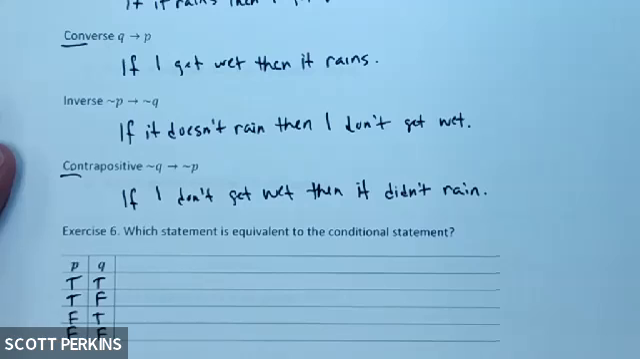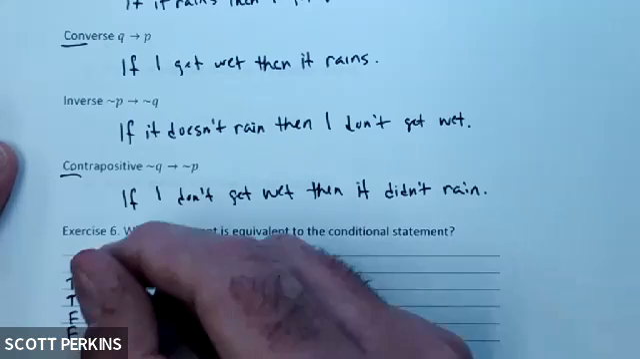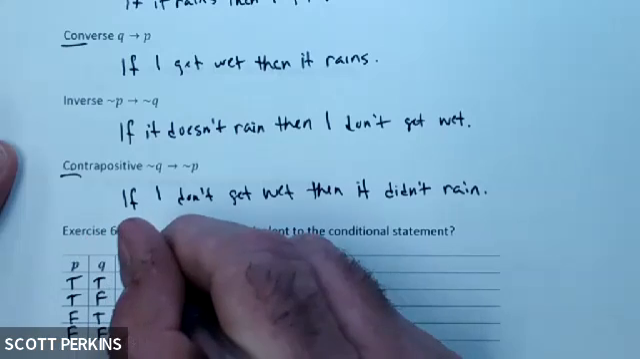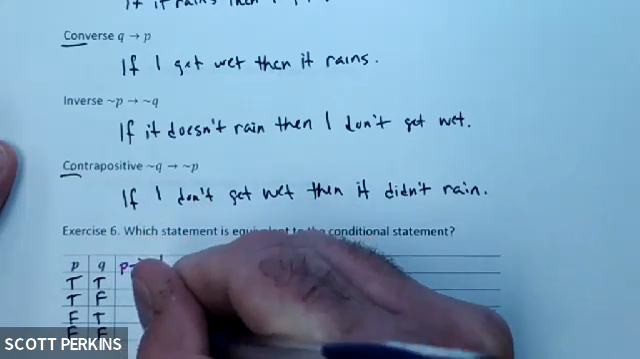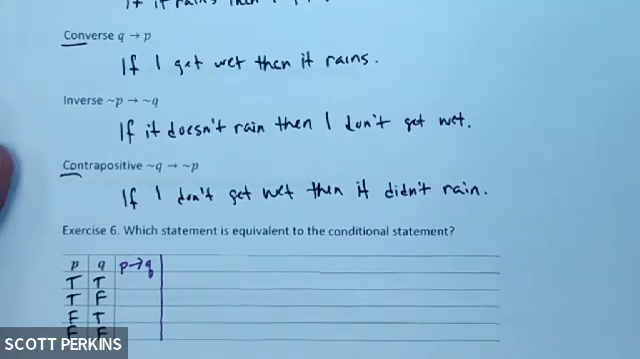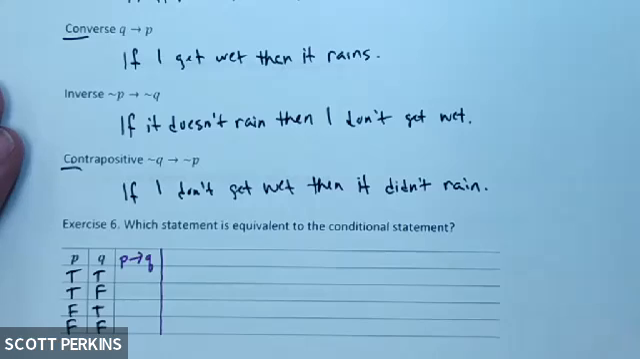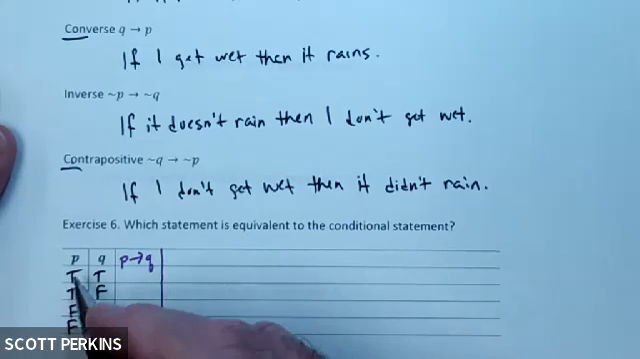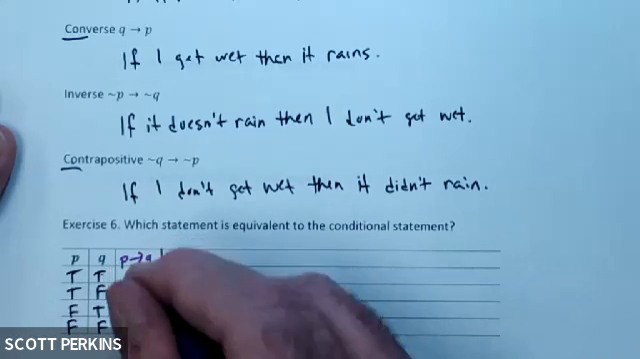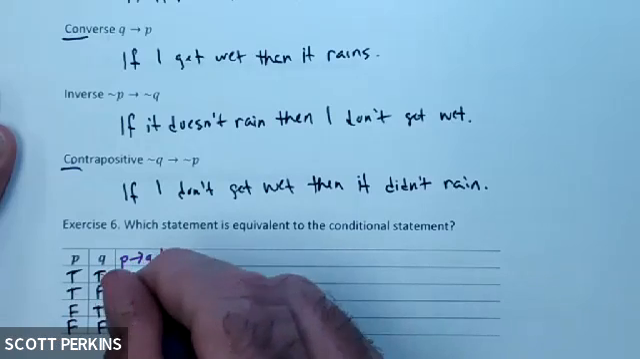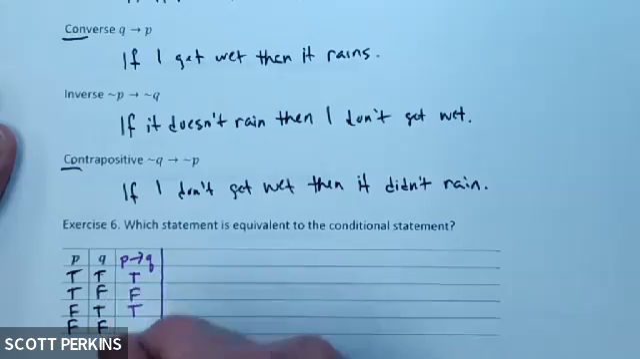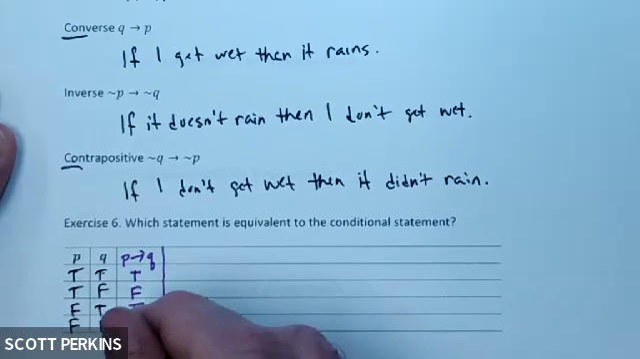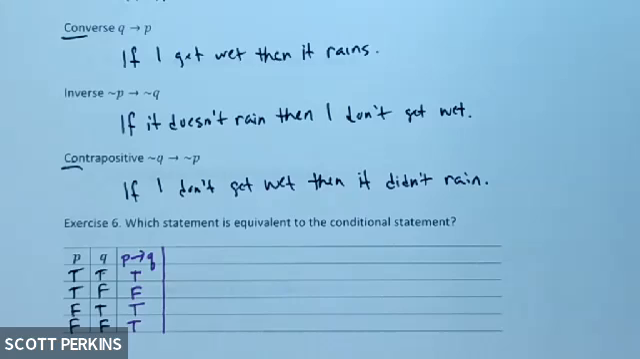So first thing I'm going to do is a column for if P then Q. This is my straightforward conditional statement. We already reviewed that at the beginning of this class in this video. So the conditional statement is true at all times except for T then F. So here we go. We've got T then T, that's true. T then F, that's false. F then T, that's true. And F then F, that's true.